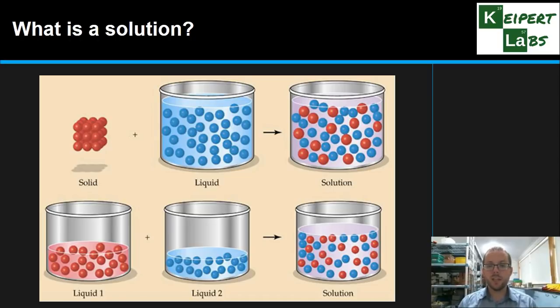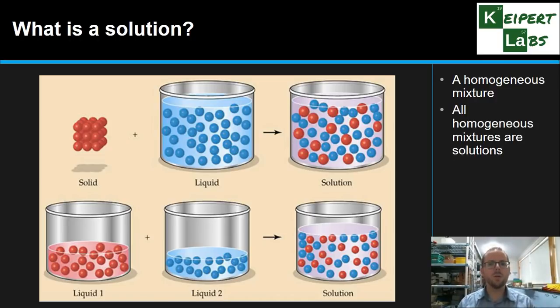So we've been talking about mixtures. A solution is a particular type of mixture. Specifically, a solution is a homogeneous mixture. Now, in thinking about this, you might wonder whether some homogeneous mixtures are solutions, or some solutions are homogeneous. The reality is that all homogeneous mixtures can be defined as solutions. So all homogeneous mixtures are solutions.